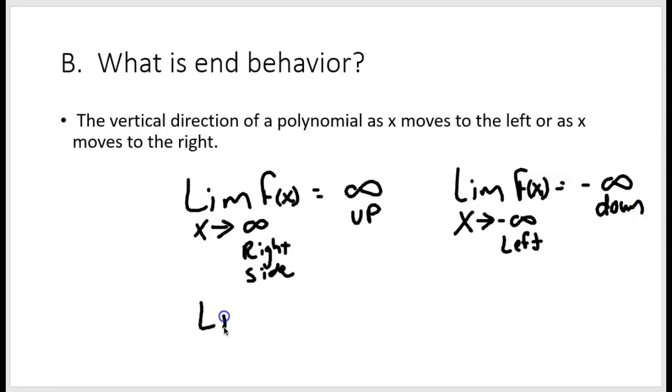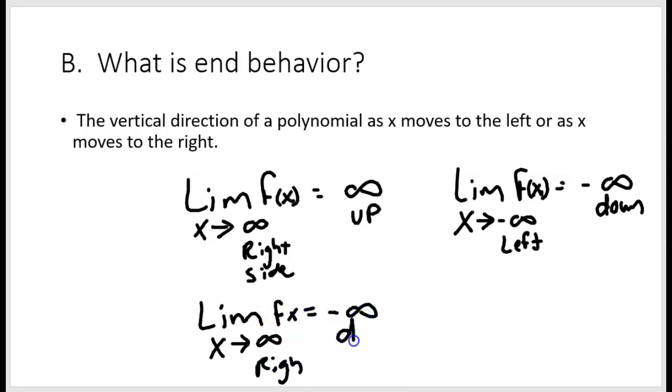But I only drew one type of graph. Other things could happen too. For instance, as I go to the right, my graph doesn't have to go up. It could go down as I go to the right. For instance, if I had a graph like this, as it goes to the right, the graph could go downwards.